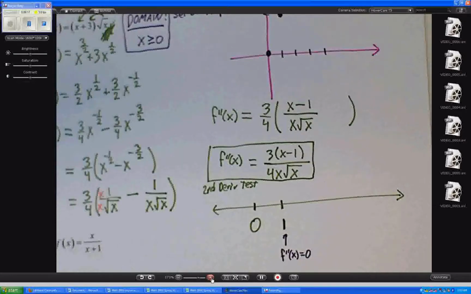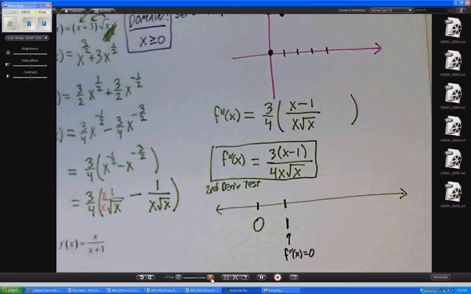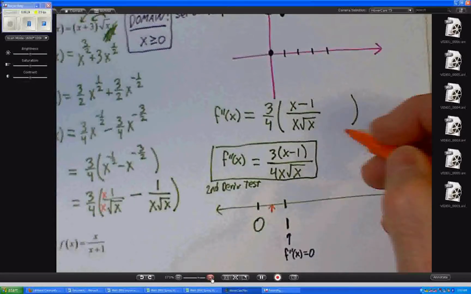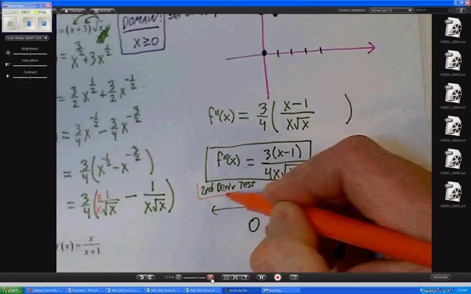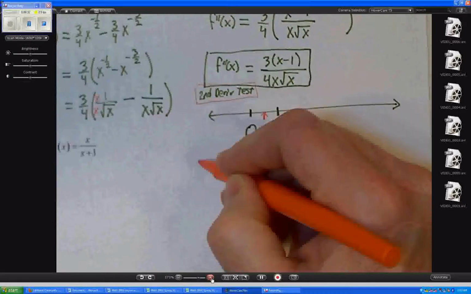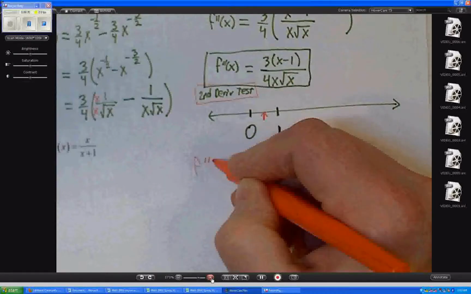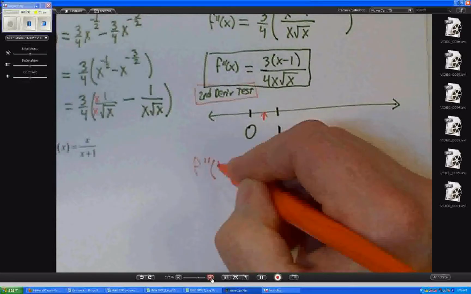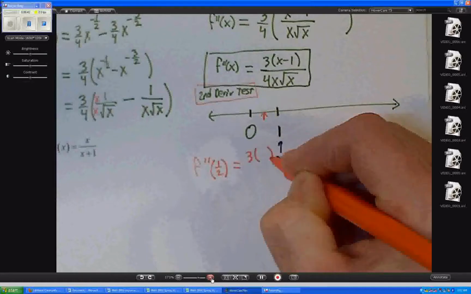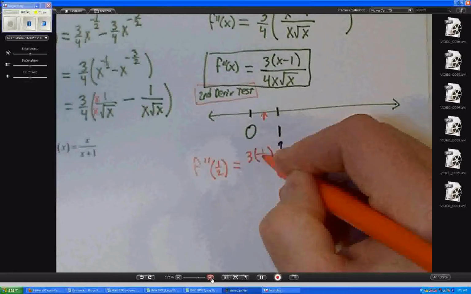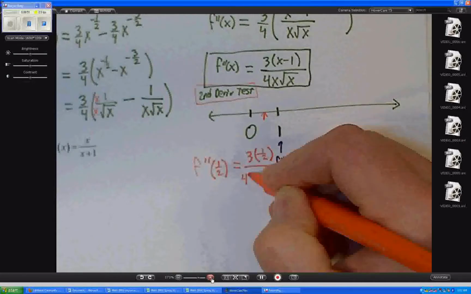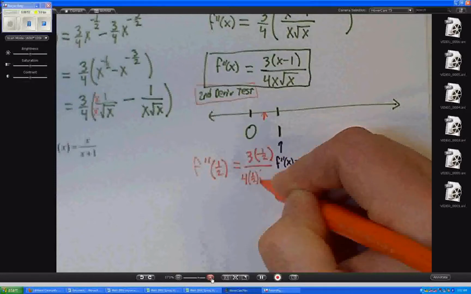Sure. What would you pick, Tori? Give me something. 1/2 is a great point, right in between there. Okay? So let me compute. When you say plug in, it depends what test I'm doing. I'm doing the second derivative test, right? So let me compute f double prime of 1/2 equals 3 times negative 1/2 over 4 times 1/2 times the square root of 1/2.